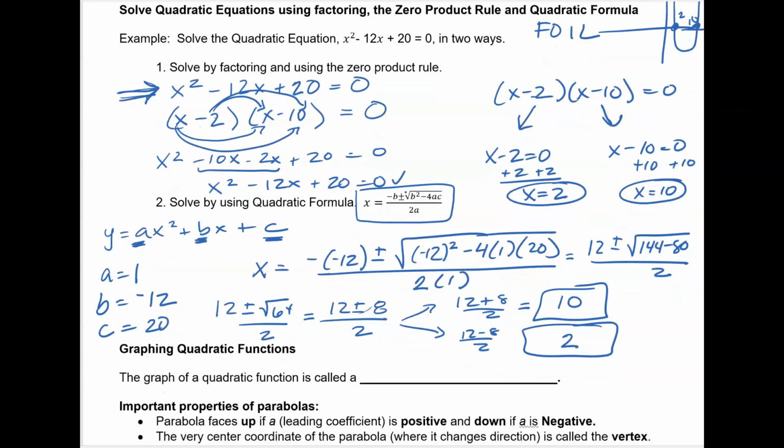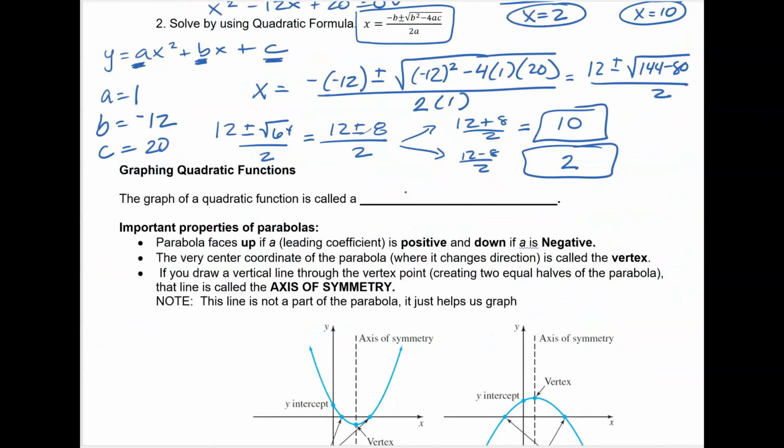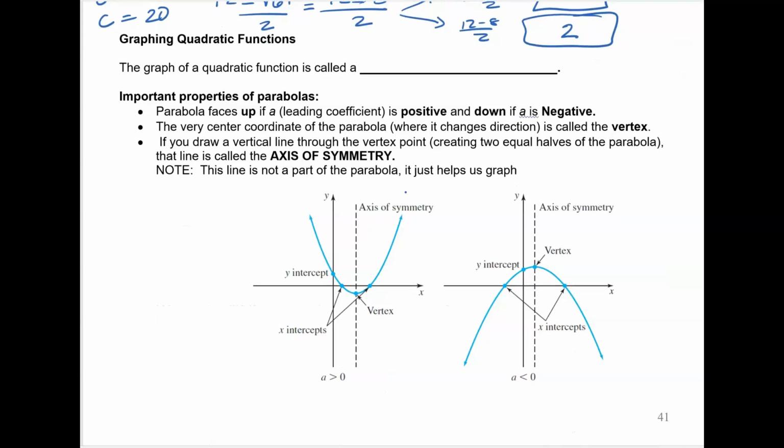Different ways. I would just pick which one makes more sense to you. So, graphing quadratic functions. The graph of a quadratic function, as I've already mentioned, is called a parabola, and that's this U-shaped graph.